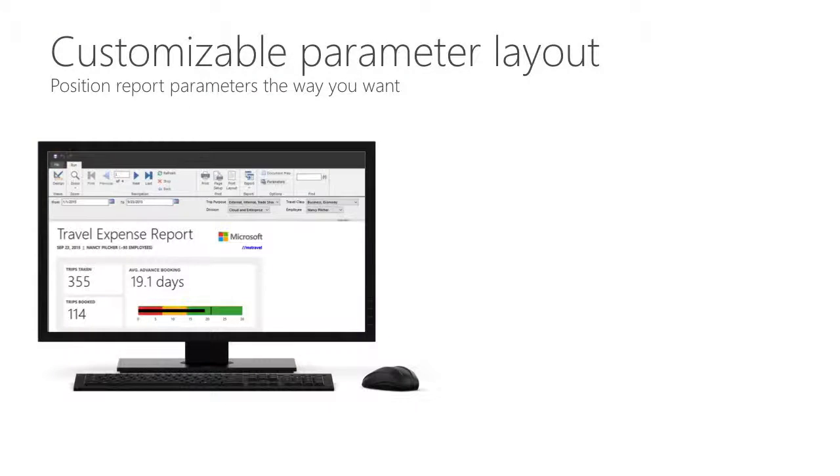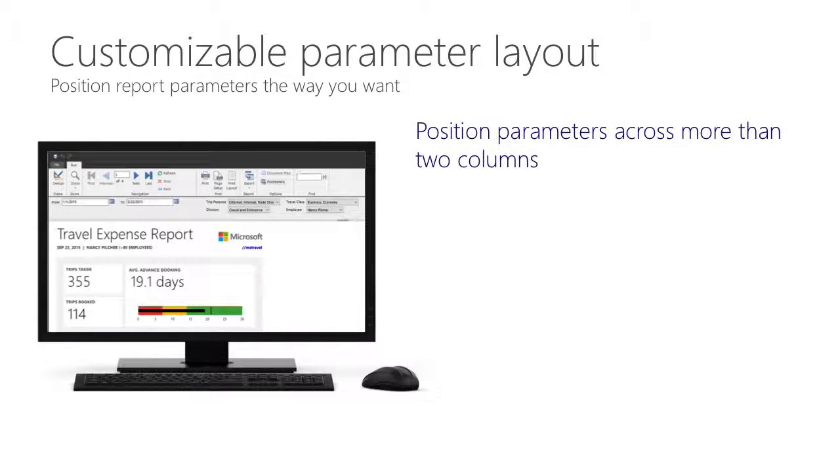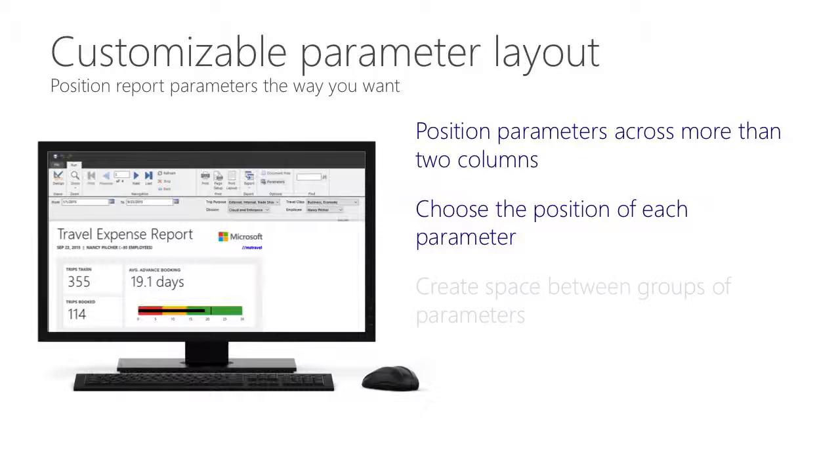With report parameters, you can design dynamic reports that accept user input and display different results. But with previous versions of Reporting Services, you couldn't really control the layout of the parameter prompts, plus you were limited to 2 columns. Now you control the precise position of each parameter, so you can position them however you want, including across more than 2 columns to make better use of wider screens.